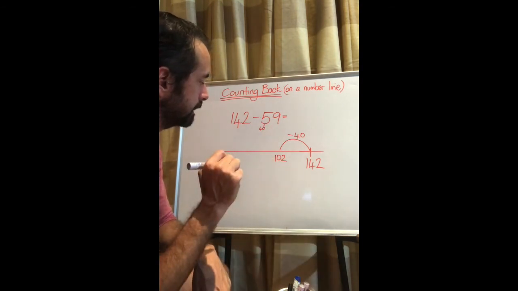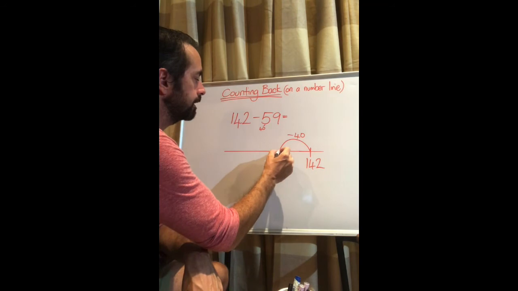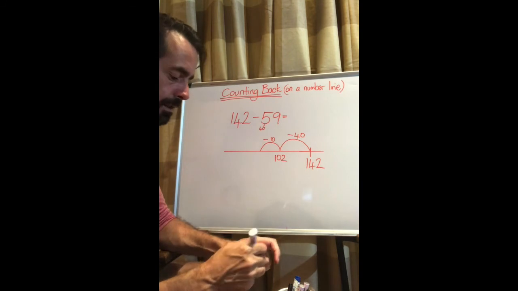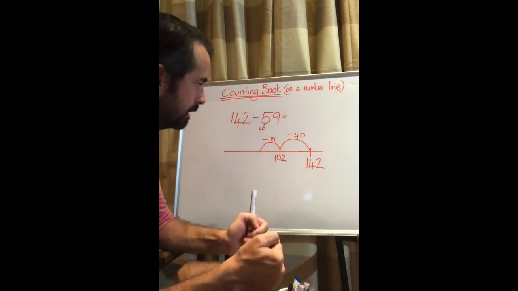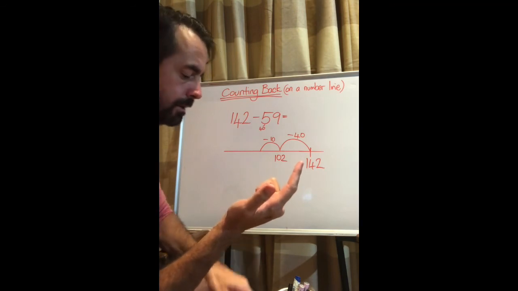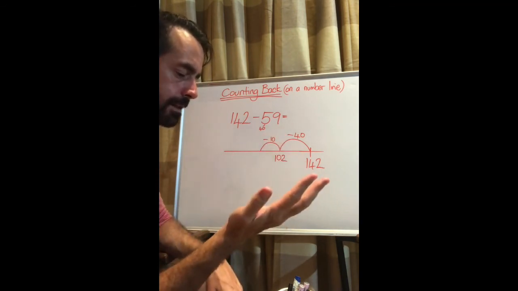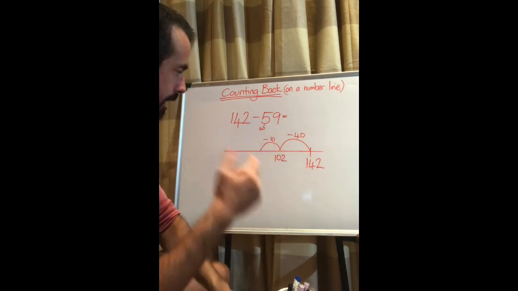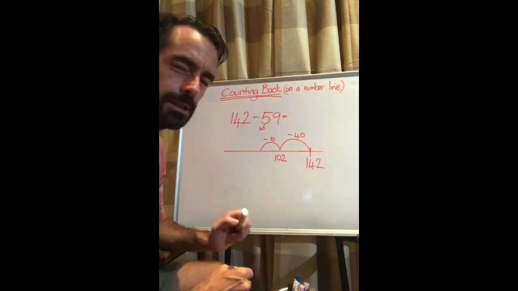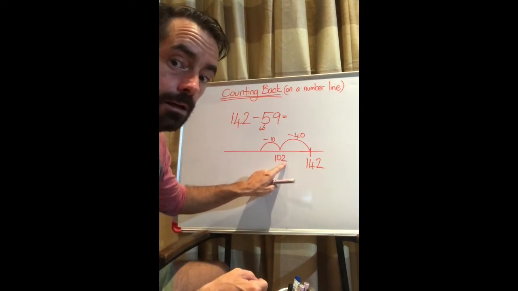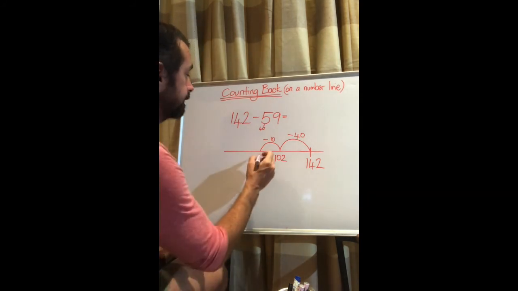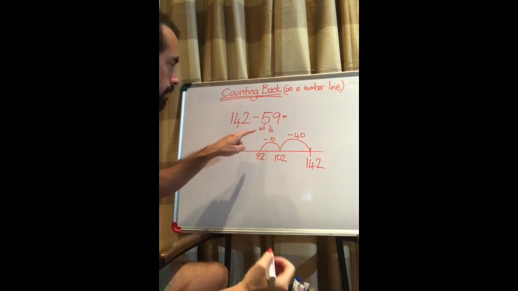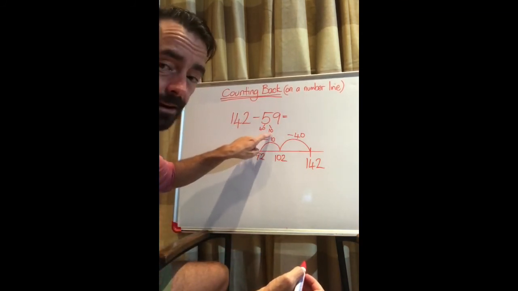So let's take away 10. You might want to count in your hands. 102, 101, 100, 99, 98, 97, 96, 95, 94, 93, 92. Okay, 92. That makes sense, because if I take away 10, then my units place doesn't change, does it? 92. Right, so I've taken away so far 40 and 10. So I've taken away 50.